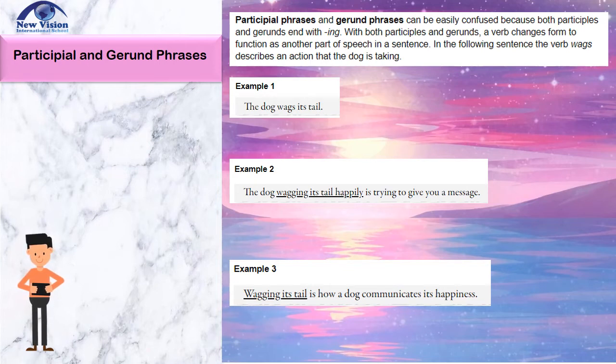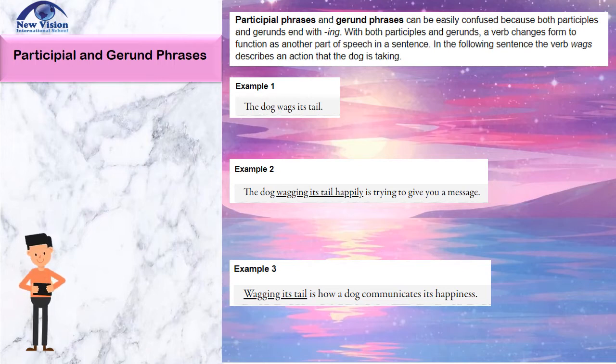First, identify the phrase. Then, read closely to determine how the phrase functions in the sentence. If the phrase functions as an adjective that describes a noun, it's a participial phrase. If the phrase functions as a subject or an object in the sentence, it's a gerund phrase.